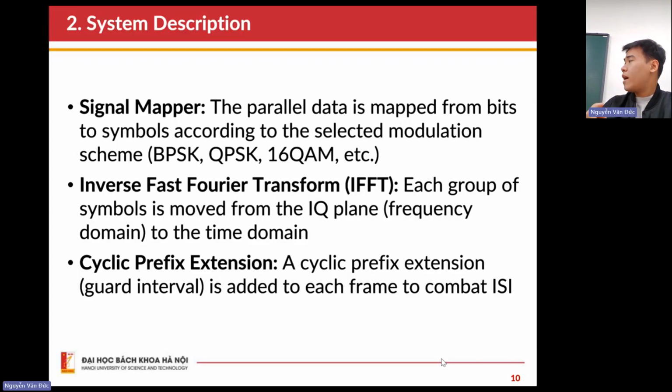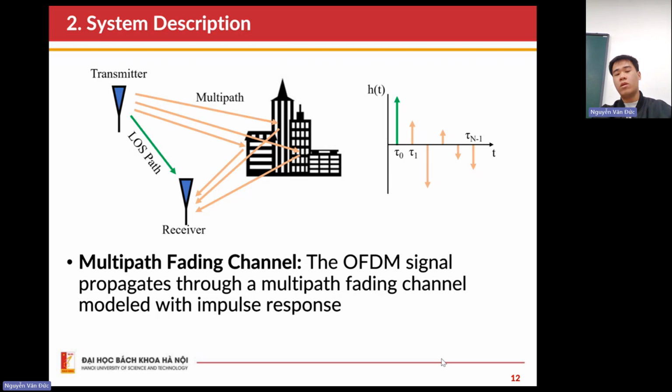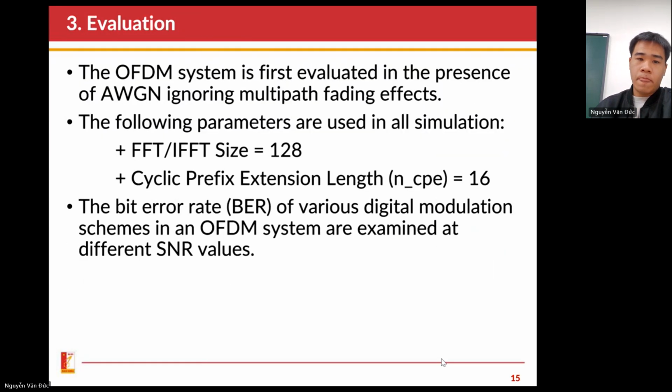This is our description of specific blocks in our block diagram mentioned before. The channel model we use in this project is a fading channel. I would say it's an ideal channel with minimum noise, and we use some parameters like FFT and IFFT size equal to 128 and cyclic prefix of about 8 or 16.